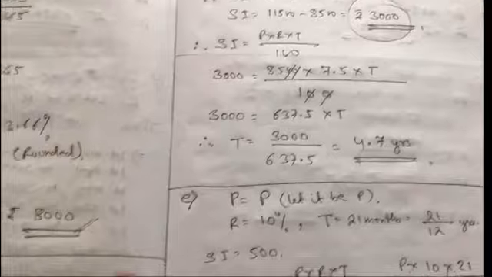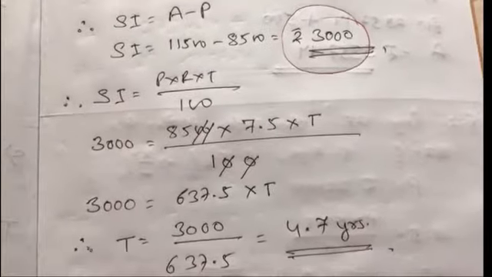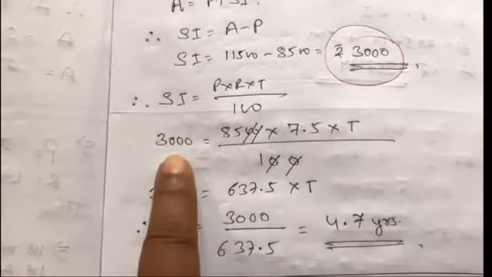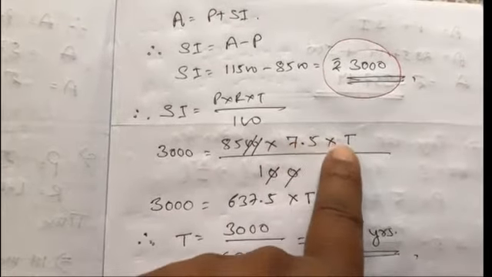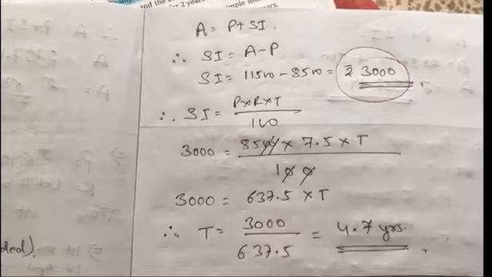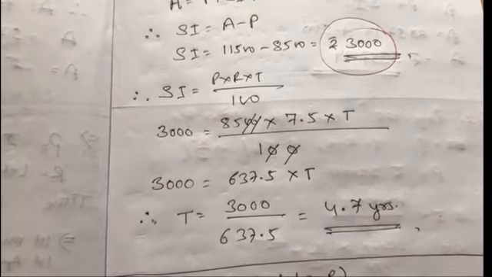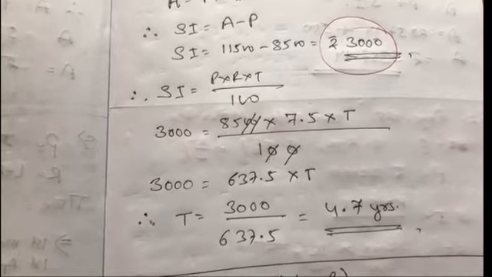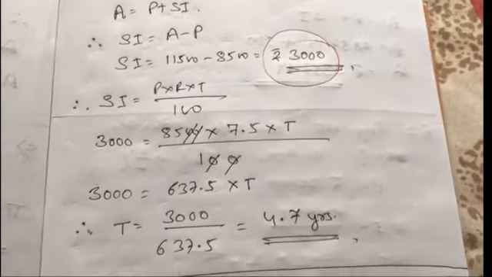Now it is simple. See, now we can put the formula as SI is equals to P into R into T by 100. Where simple interest I write it as 3,000, principal 8,500, rate is 7.5, and time I write as T, divided by 100. So now after we strike out the zeros and we do the cross multiplication, we get time is equals to 3,000 divided by 637.5. So that is 4.7 years. This is the video for the second sum.